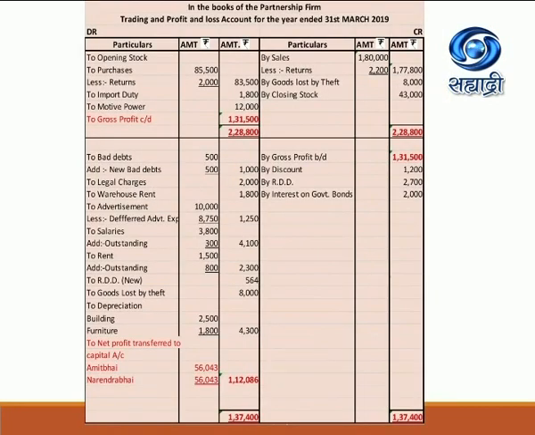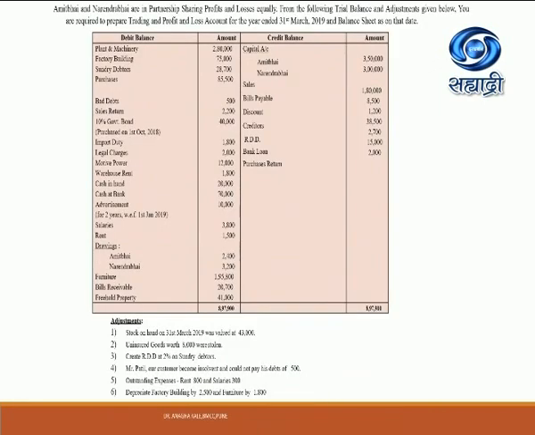1,94,000. Second effect of depreciation, profit and loss account debit side, to depreciation on building and furniture 2,500 and 1,800. So total depreciation on building and furniture is 4,300. Now before closing, we have to check the implied adjustments.